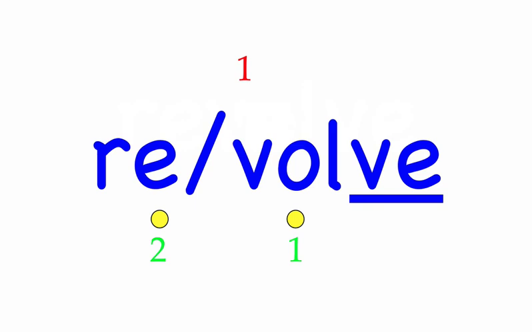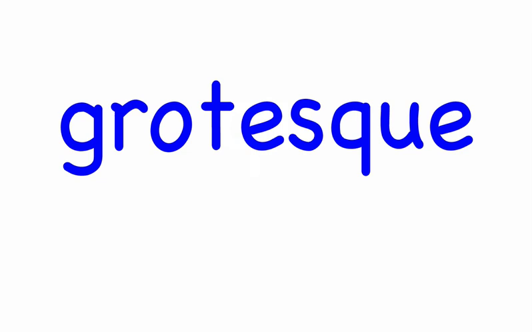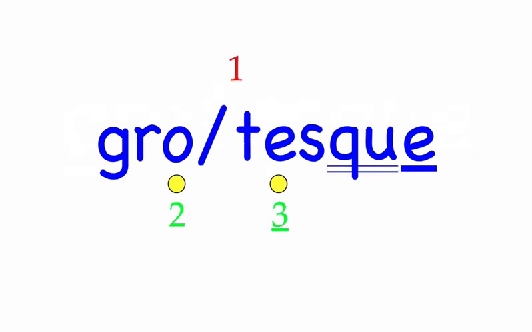Row 7. Grotesque. Grotesque. That is a grotesque joke. Grotesque. Gro has three sounds, G, R, O. Tesk, four sounds, T, E, S, K. Grotesque. Mark the word. Grotesque. Now here we have an E at the end of the word, so we put a 3 under the E that comes before it, and then we underline the 3 because the E in grotesque is representing the short E sound here.